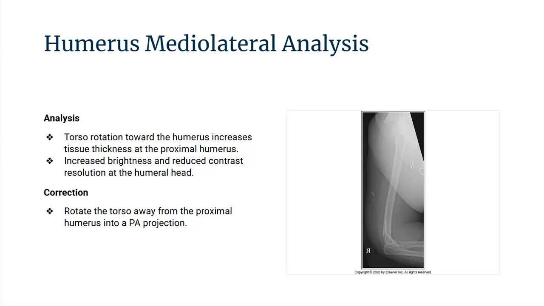As you evaluate this image, you can see that there is some increased brightness and reduced overall radiographic contrast resolution over the humeral head. What is happening is that the patient's upper chest tissue and maybe their breast tissue thickness in the upper body is covering that proximal humerus. In order to correct this imaging error, we really need to rotate that torso away from the proximal humerus into more of a PA projection.